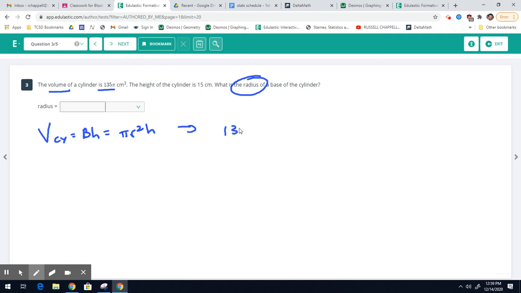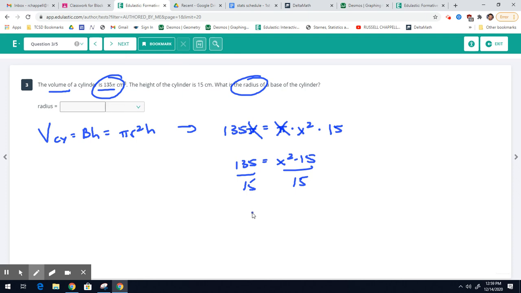So the volume is 135 pi. That's equal to pi times the radius squared. We don't know the radius squared, so let that be x squared. And then we do know the height. The height is 15. Well, what's nice about them giving us the volume in terms of pi is that the pi's will cancel. So there goes the pi's. And now our question is just 135 equals x squared times 15. To get rid of the 15, we're going to divide by 15. 135 divided by 15 is 9. That equals x squared. And now we're going to take the square root.